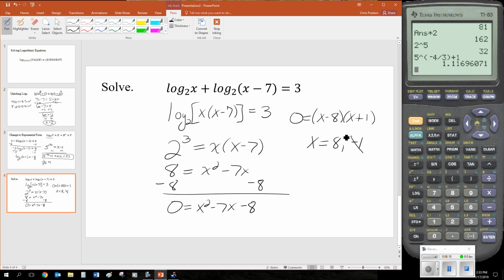Negative 1 doesn't work. Now, sometimes negatives will work. If you had, say, something like 7 minus x, a negative would be fine for that. So don't get in the habit of just saying, well, if the answer is negative, it's not going to work. You really have to look at what the log expressions actually are and see if it makes the inside part negative. All right, that's solving logarithmic equations.